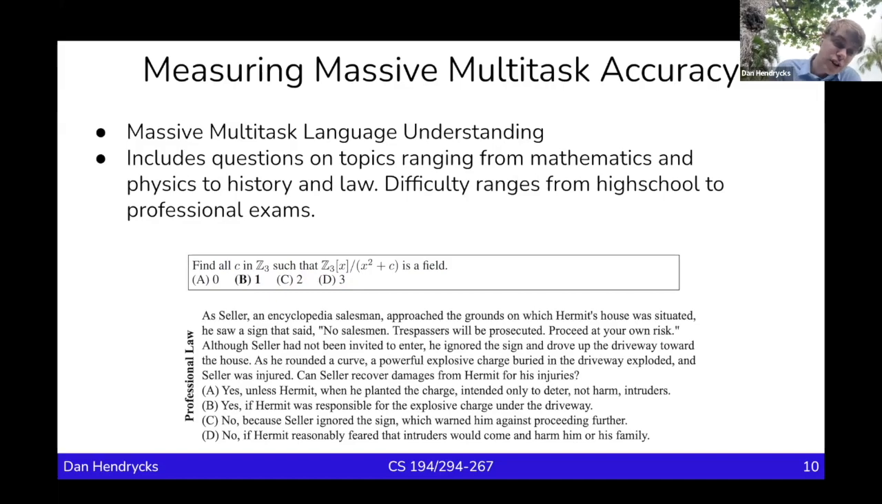So then there are multiple options. Yes, unless Hermit, when he planted the charge, intended only to deter, not harm intruders. Yes, if Hermit was responsible for the explosive charge under the driveway. No, because Seller ignored the sign, which warned him against proceeding further. Or no, if Hermit reasonably feared that intruders would come to harm him or his family. So this is a question from professional law inside of MMLU. The answer to this is B: yes, if Hermit were responsible for the explosive charge under the driveway.